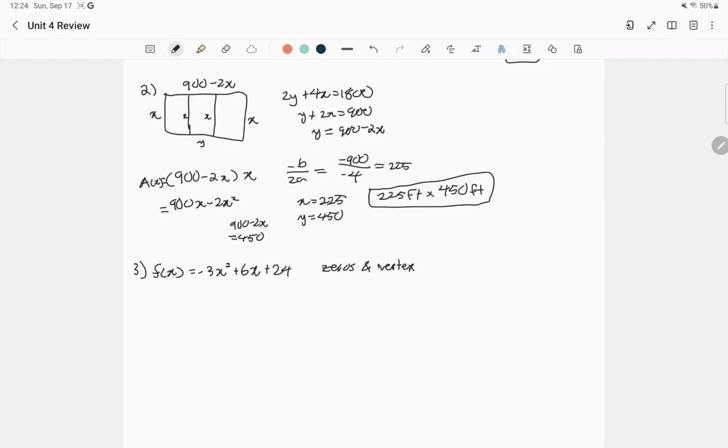Alright, so let's get started with the zeros. We have negative 3x squared plus 6x plus 24 equals 0. Divide everything by negative 3. X squared minus 2x minus 8 equals 0. This is going to factor: (x minus 4)(x plus 2) equals 0. X is equal to negative 2 and 4. These are our zeros.